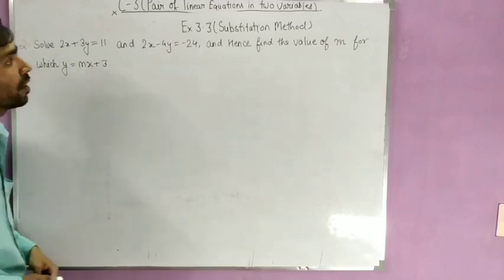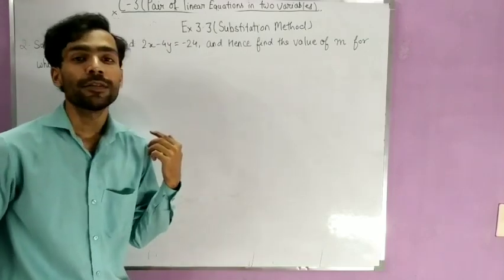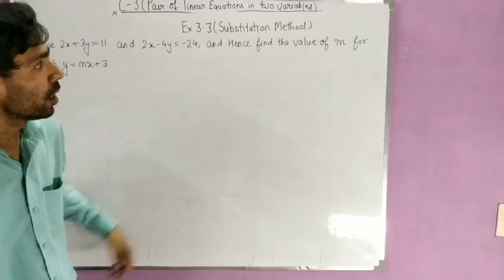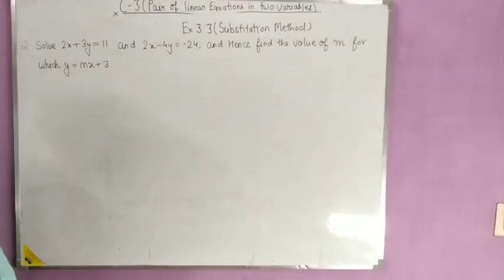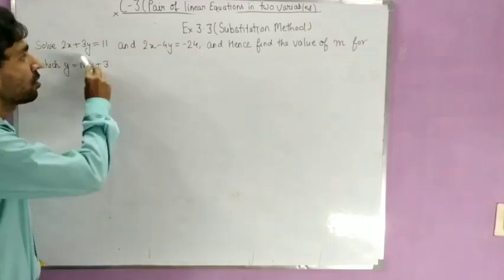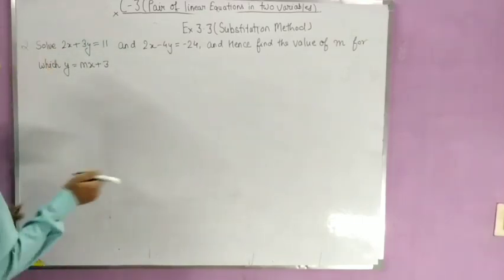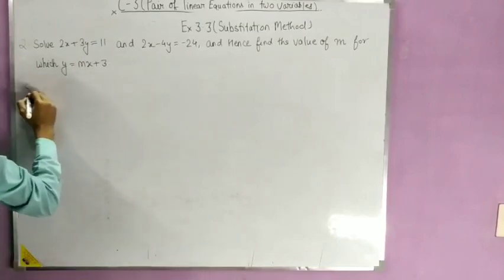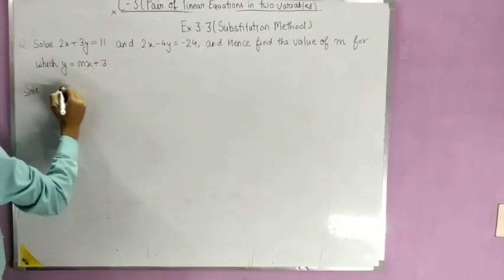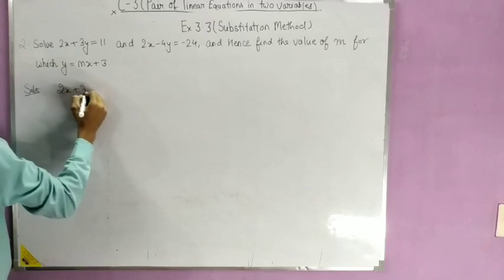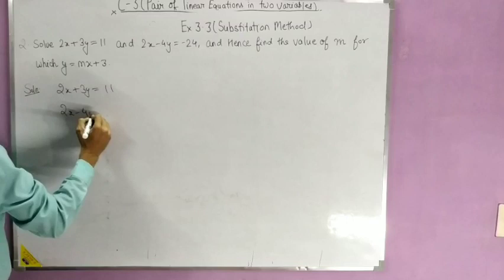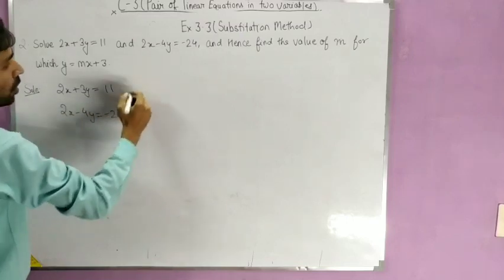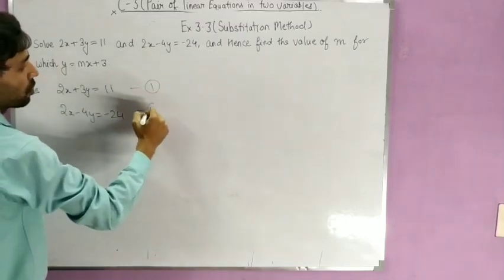So second question is: solve 2x plus 3y equal to 11 and 2x minus 4y equal to minus 24, and hence find the value of m for which y equal to mx plus 3. So first you have to solve these two equations. Okay, so let's solve. The equations are 2x plus 3y equal to 11 and 2x minus 4y equal to minus 24. Suppose this is equation 1, and this is equation number 2.